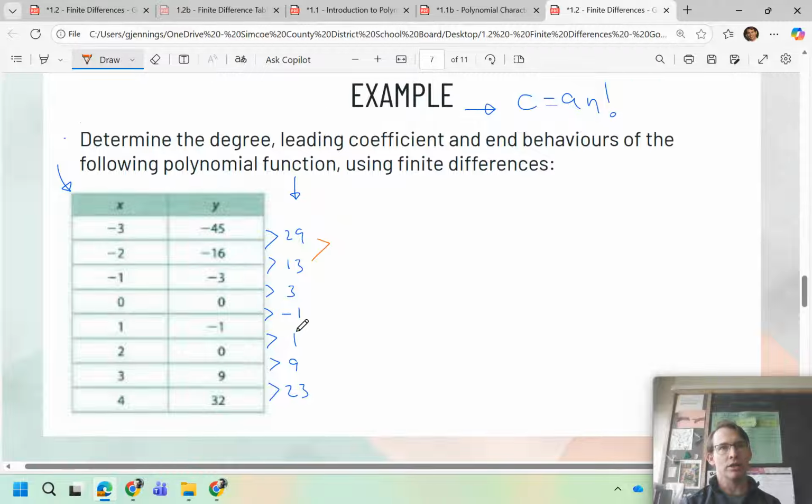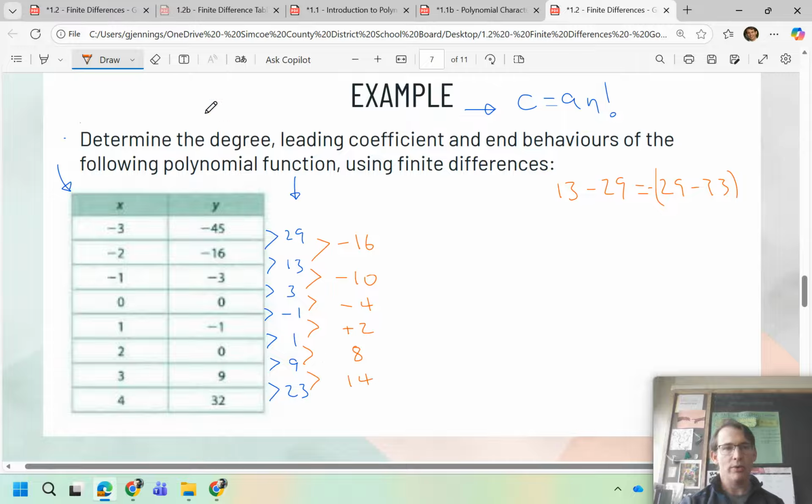29 went down to 13. That got smaller by 16. We do this carefully. 13 minus 29 is the same thing as 29 minus 13, but the answer is negative. Find your way to get the right answer. 13 goes down to 3, so we are smaller by 10. 3 goes down to minus 1, so we are smaller by 4. Negative 1 goes up to 1, so we are getting larger by 2. 1 goes up to 9, so we are larger by 8, and 9 goes up to 23, so we are larger by 14.